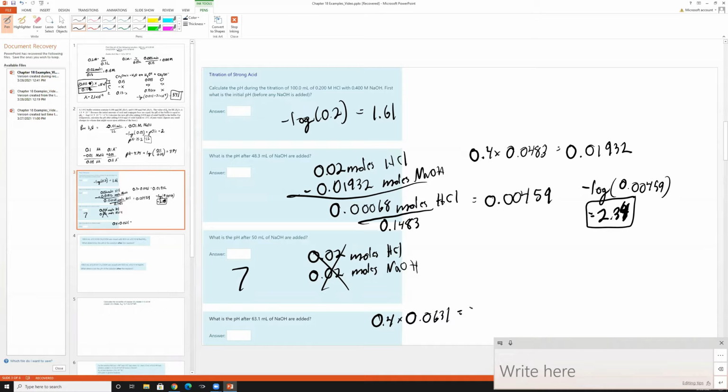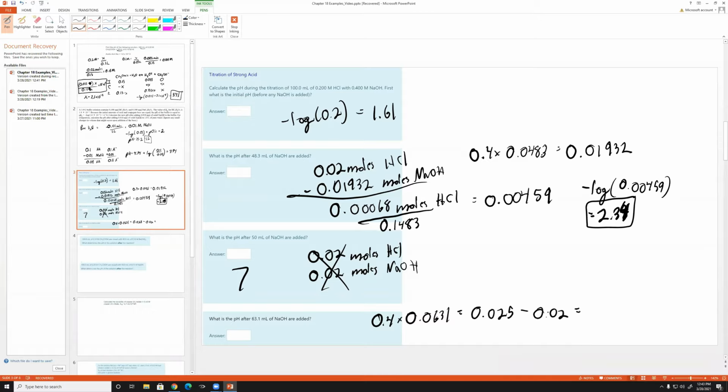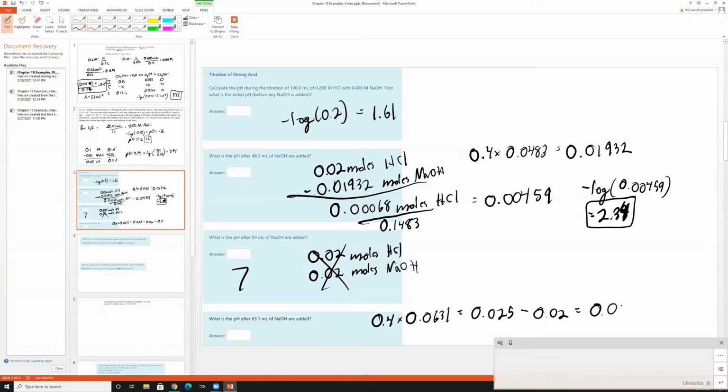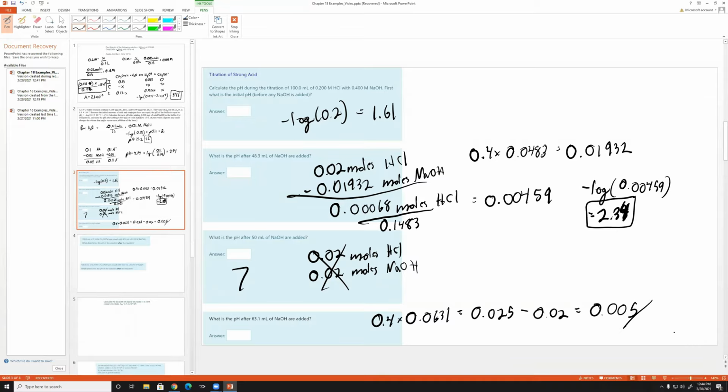Which equals 0.025. And we can subtract the 0.02 from the acid, because the base will neutralize all of the acid and there will be excess base. So that means you have an excess of 0.005, which then can be divided by your new volume to figure out the concentration.